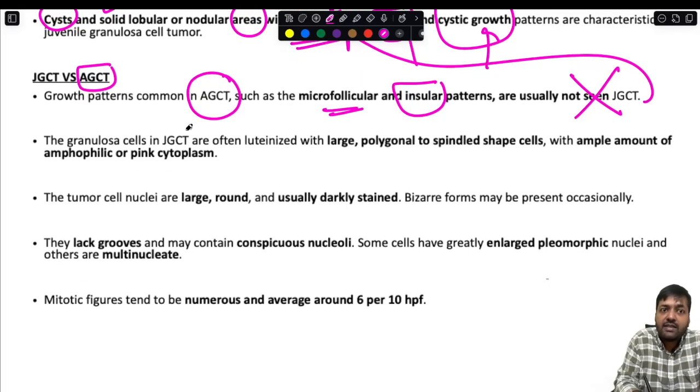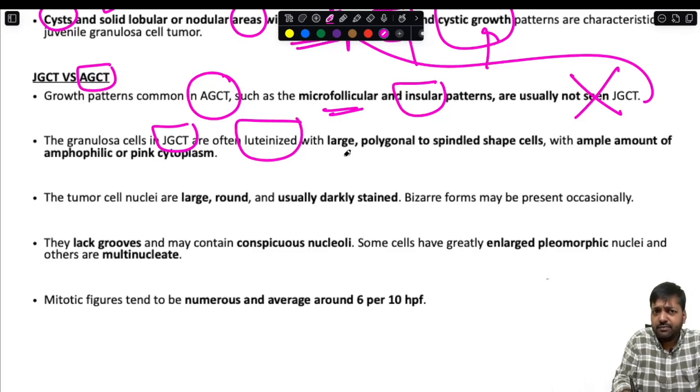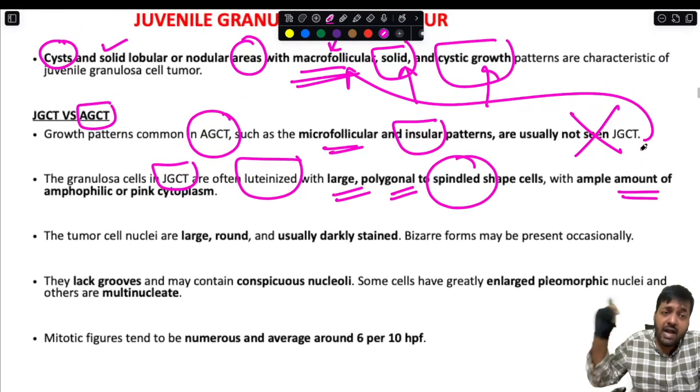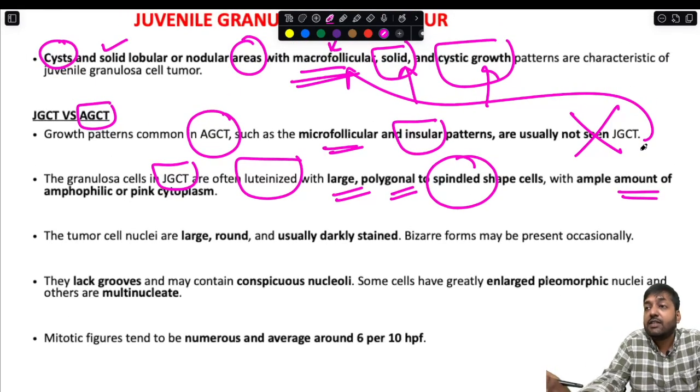The granulosa cells in the juvenile variety of granulosa cell tumor are often luteinized. They are large, polygonal to spindle shaped with an ample amount of amphophilic or pink cytoplasm, whereas in adult granulosa cell tumor the cells are smaller.